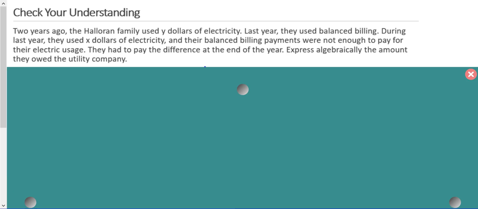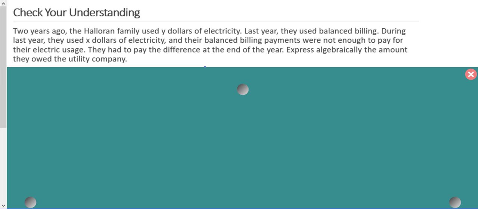In this next example, you're going to create an algebraic expression. So when we read this, 2 years ago, the Holleran family used Y dollars of electricity. Last year, they used balance billing. During the last year, they used X dollars of electricity. So Y and X are not the same thing. Their balance billing payments were not enough to pay for the electric usage. They had to pay the difference at the end of the year. Express algebraically the amount they owed.